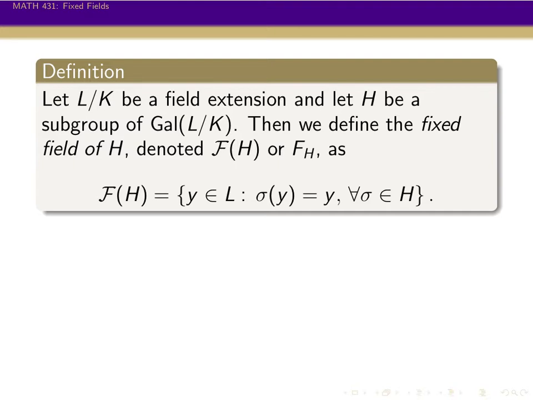Given an extension L over K, we're going to take H to be a subgroup of the Galois group of L over K. So H is a subgroup of automorphisms of L that fix all the elements of K. Then from H, we can define the fixed field of H, which will be either a fancy script F of H, or sometimes just F sub H, depending on who's doing it. These are two fairly common notations for fixed fields.